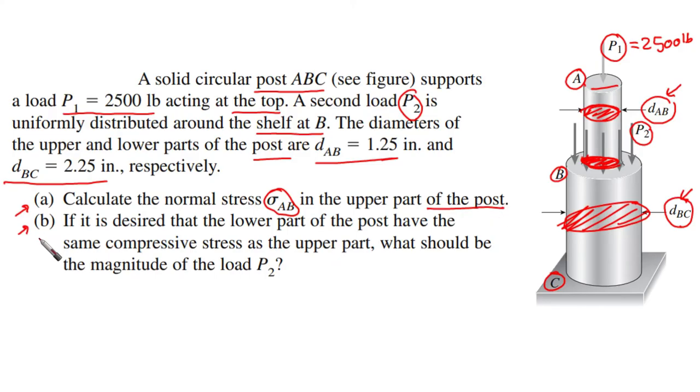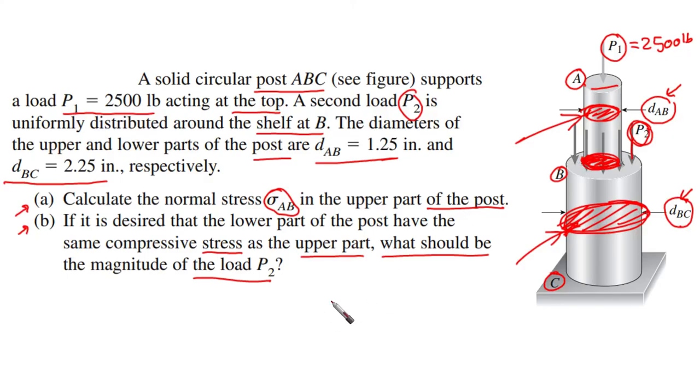And the second requirement: if it is desired that the lower part of the post have the same compressive stress as the upper part, what should be the magnitude of the load P2? Because here we have P2. So if we calculate the compressive stresses on the second part, what load P2 must be applied in order to have the same compressive stress as the upper part?